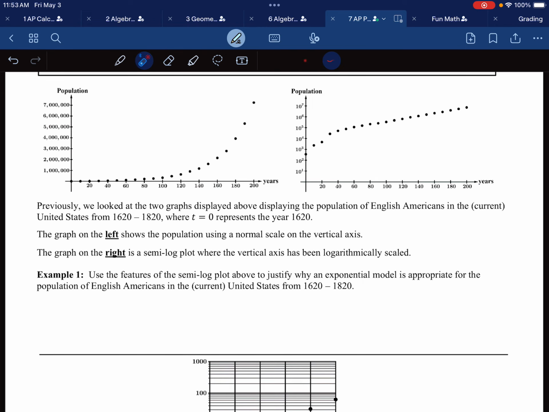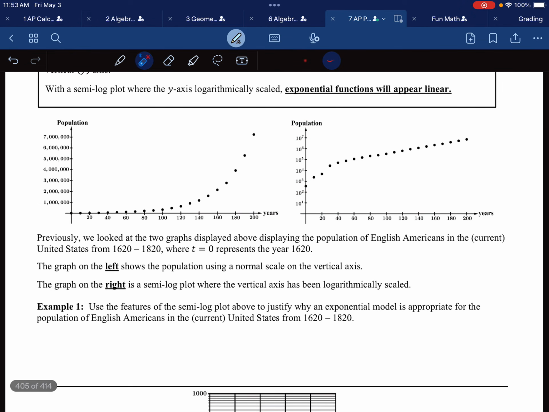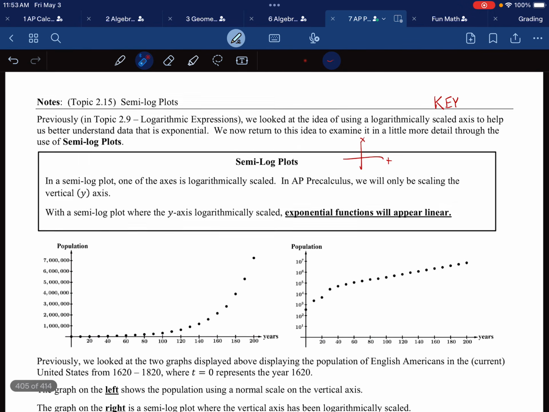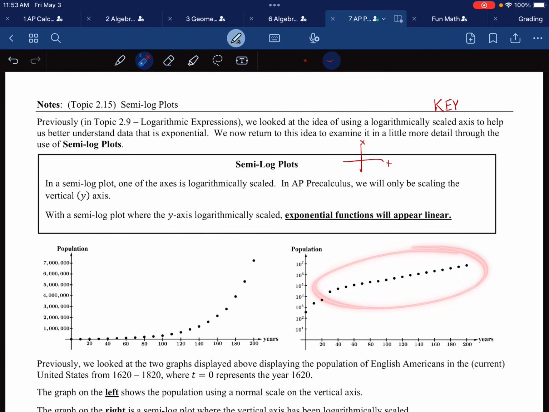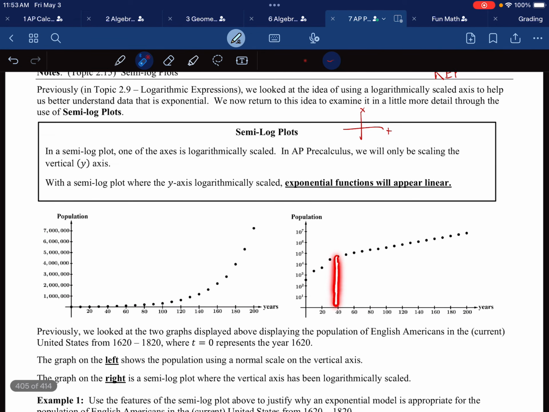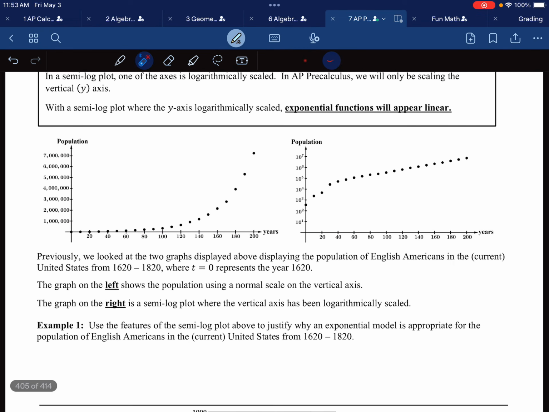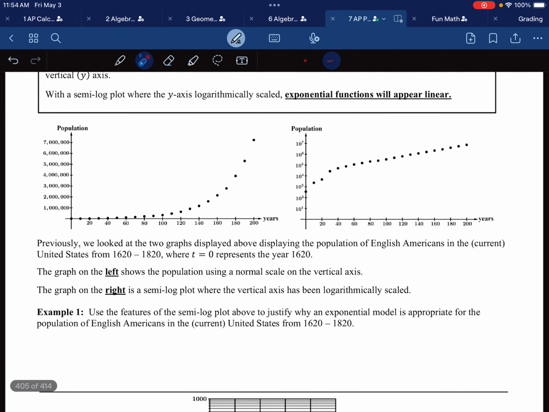But when I plot it on a semi-log plot, where the y-axis has now been scaled logarithmically, you can see that after you hit right about 40, it just continues as a straight line. And here's the key thing. Whenever you see a straight line, a linear function, that means it's probably modeled by an exponential function. So this is going to be exponential after it turns into a line around year 40. Left is the normal scale, right is the semi-log plot.